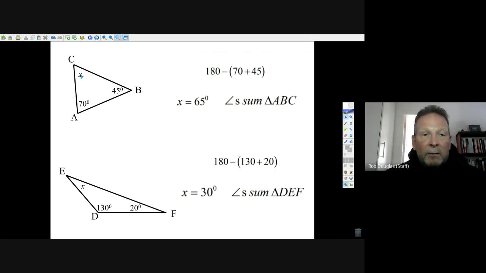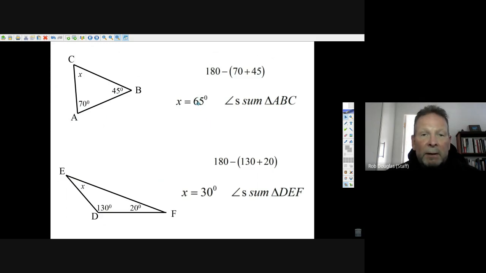Well, all you have to do is take these two angles, add them together. And if you add them together, you'll get 115 degrees. And then if you go 180 minus that 115, you'll get your answer. X must be 65 degrees. Now you could try it and go 65 plus 45, that's 110. Plus 70, hey, it equals 180 degrees. But always adding the other two and going 180 minus will give you the right answer.